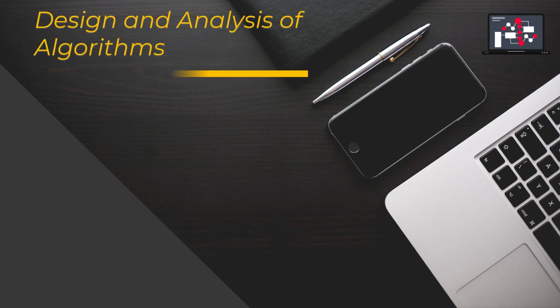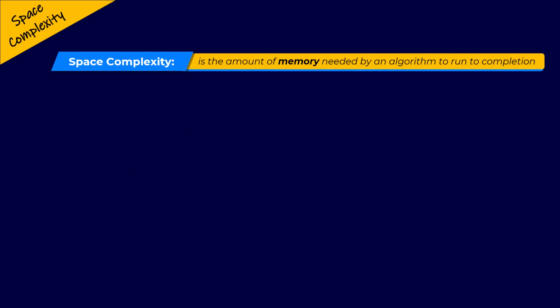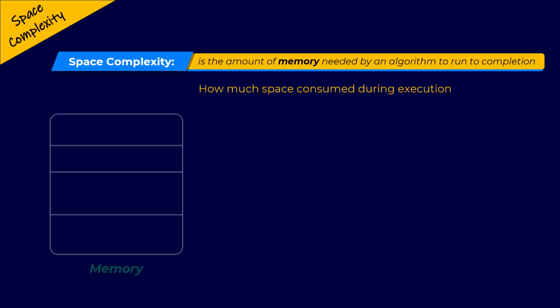In this video, we will look at how to compute space complexity. Space complexity is the amount of memory needed by an algorithm to complete its execution. That is, how much space is consumed in the main memory during execution of an algorithm. When an algorithm is implemented as a program, the program will occupy the computer's memory.